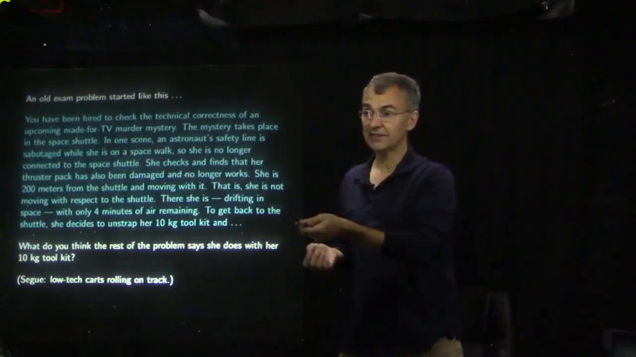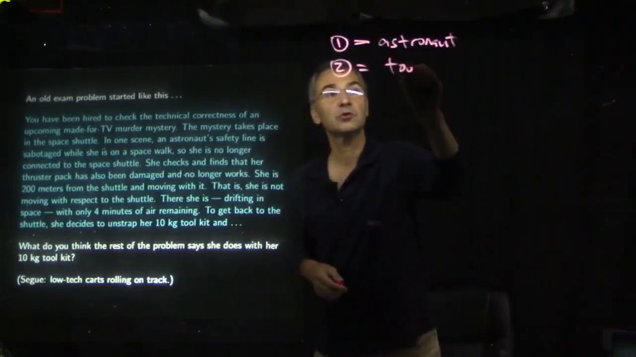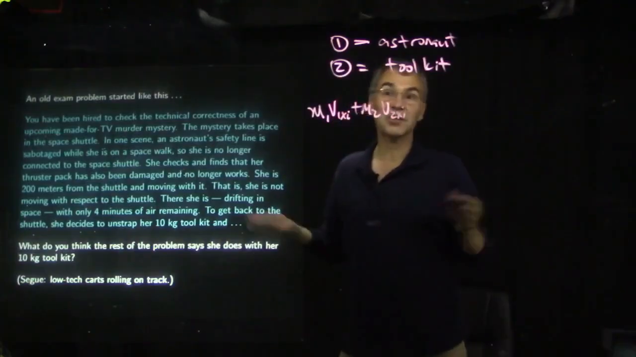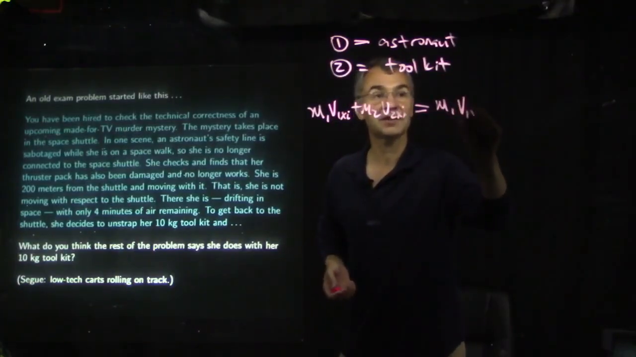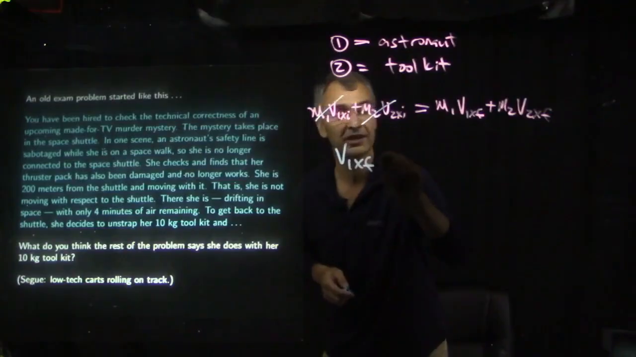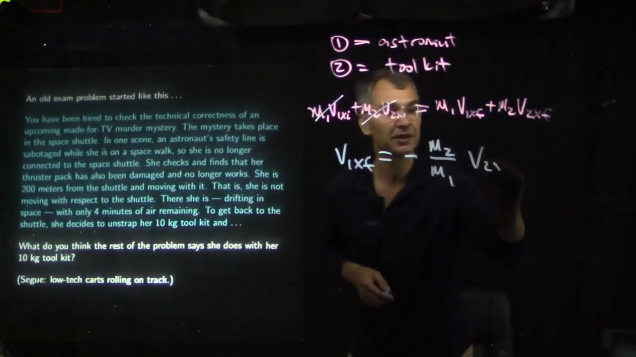We can reason that this is a momentum problem, so we could set up the problem by saying Object 1 is the astronaut, Object 2 is the toolkit, m1 v1xi plus m2 v2xi. Initially neither one is moving, so both terms are 0. Then that equals m1 v1xf plus m2 v2xf. Initially this is 0 and this is 0. So the astronaut's final velocity in the x direction is v1xf equals minus m2 over m1 times v2xf.